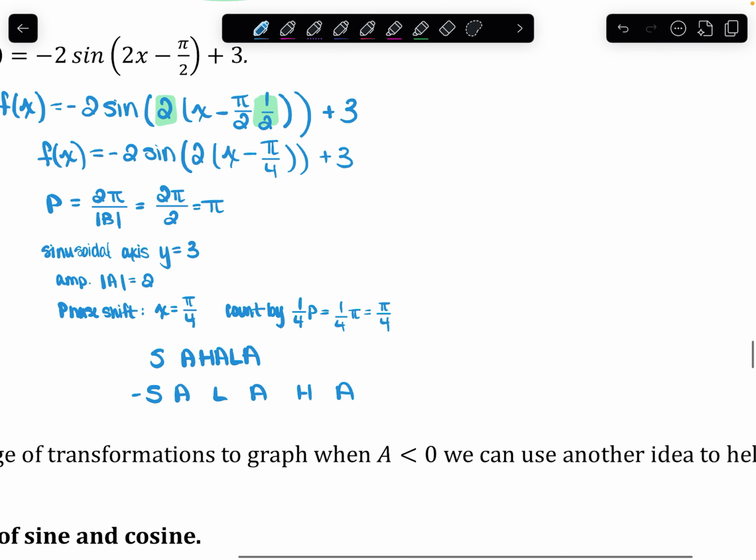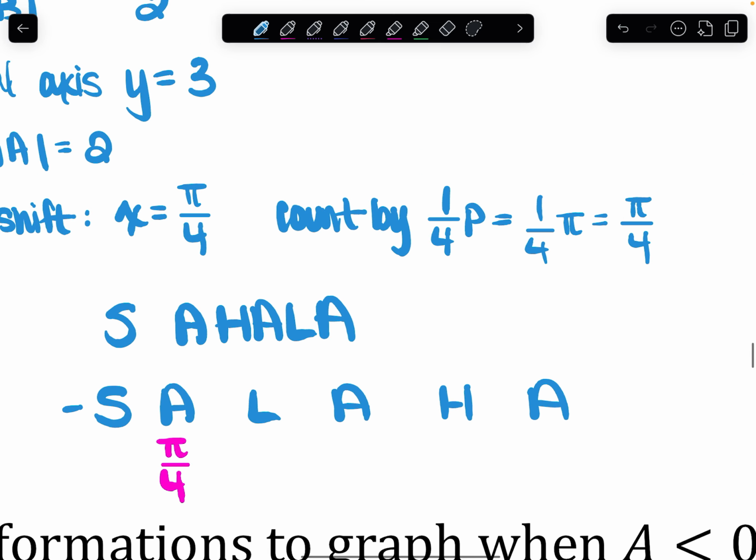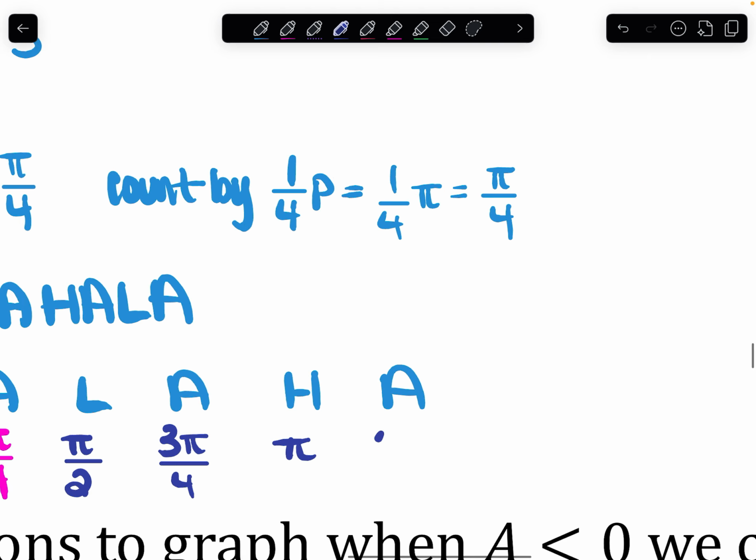This is what we're going to use to get our graph sketch. I'll draw the graph next to it. Starting critical value is our axis point at our phase shift, which is pi over 4. Then we're going to add pi fourths each time because our count by is pi over 4. So we've got pi over 4, 2 pi over 4 which is pi over 2, 3 pi over 4, 4 pi over 4 which simplifies to pi, then 5 pi over 4, and you could keep going if you wanted to.